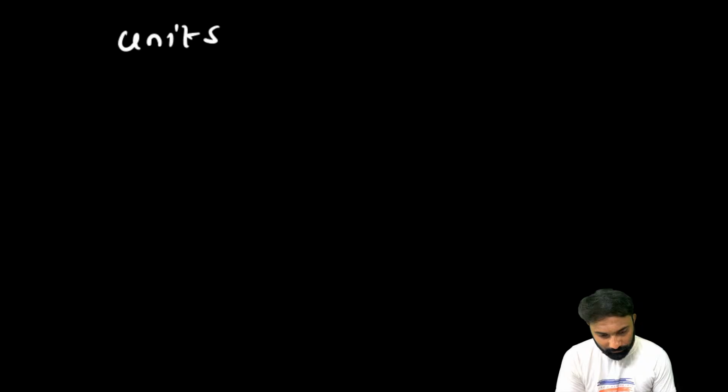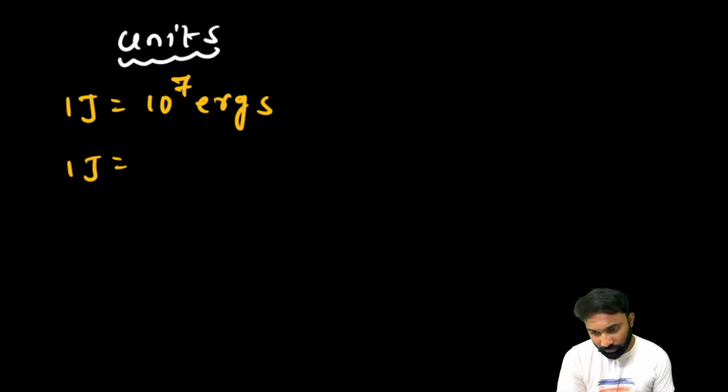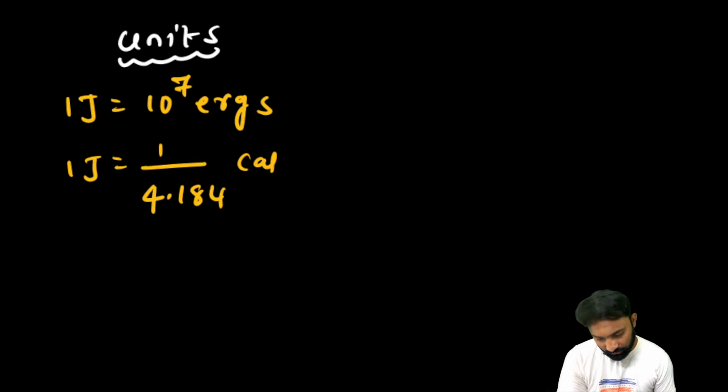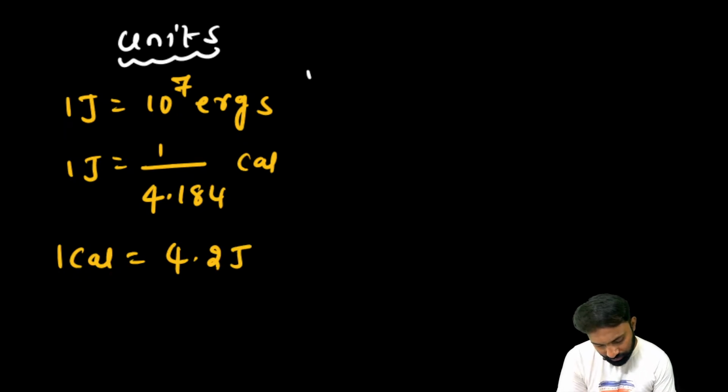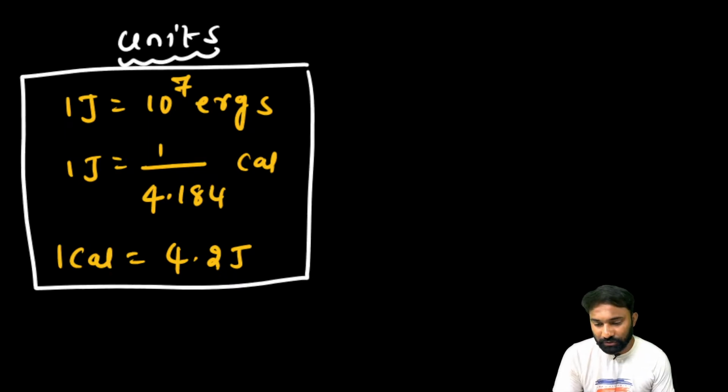Right. Okay. Now what are the units you have to remember? First, 1 joule is equal to 10 to the power 7 ergs. Clear? Next, 1 joule is equal to 1 by 4.184 calories. Right? Now 1 calorie is equal to 4.2 joules. Now these are the units you have to remember. Clear? And the next unit.